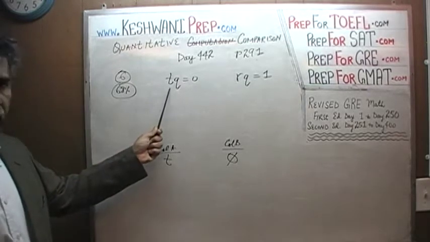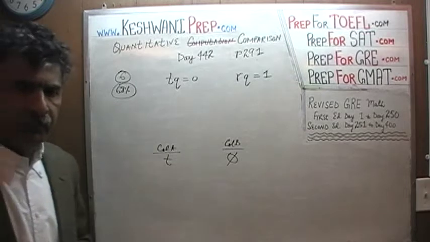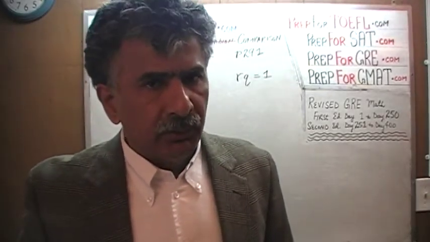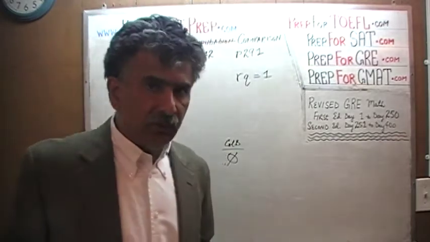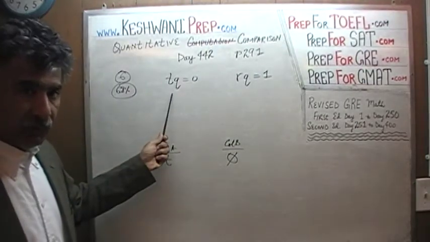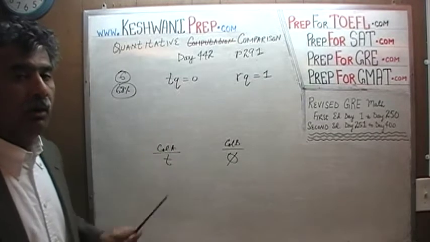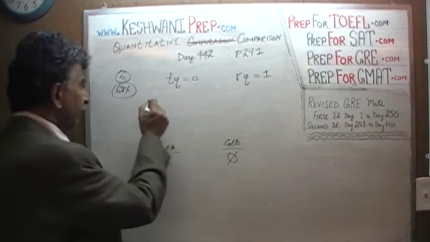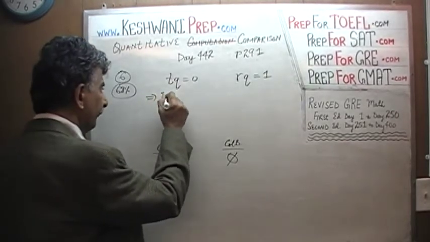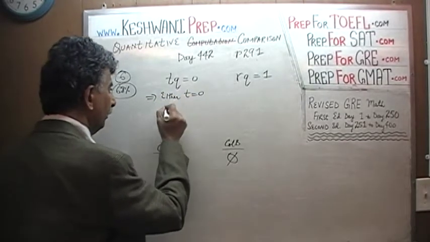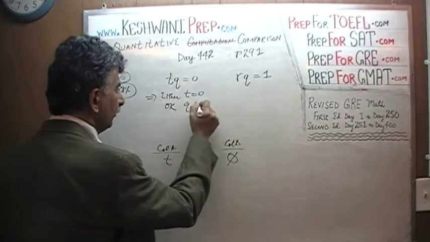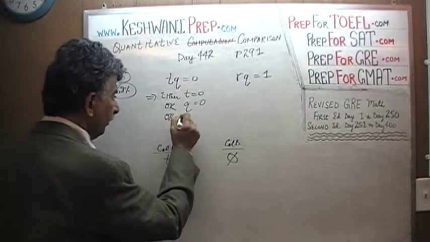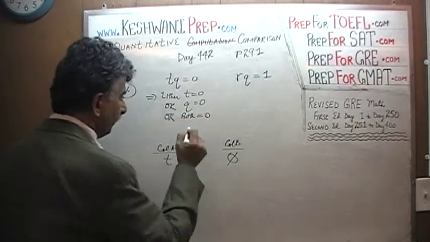Alright, here we are told T times Q equals 0. How is it that you can have a product of two quantities be 0? The only way you can have the product of two quantities be 0 is if at least one of those two quantities is equal to 0, or they are both equal to 0. If T times Q equals 0, this implies that either T is equal to 0 or Q is equal to 0. There is, of course, the third possibility that they are both equal to 0.